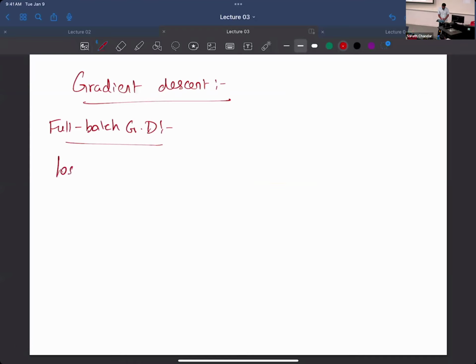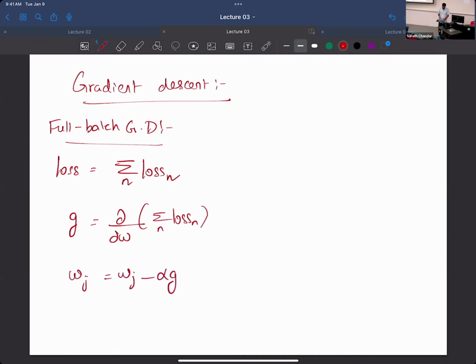So in full batch gradient descent, typically the loss is something like the summation over n of loss n, which just means that there's an individual loss function for each example, and I'm summing it n times, right? Now the gradient is given by dou by dou w of the summation over n of the loss. And wj is equal to wj minus alpha times the gradient. Is that clear? Yes, for each parameter, some parameter wj.